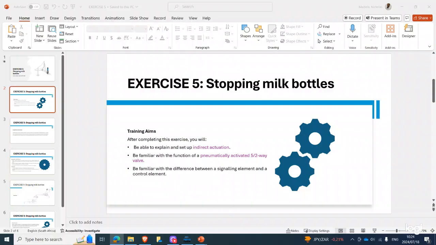And then you should also be familiar with the pneumatically activated 5/2-way valve, right? And then you should also be familiar with the difference between a signaling element and a control element, right?